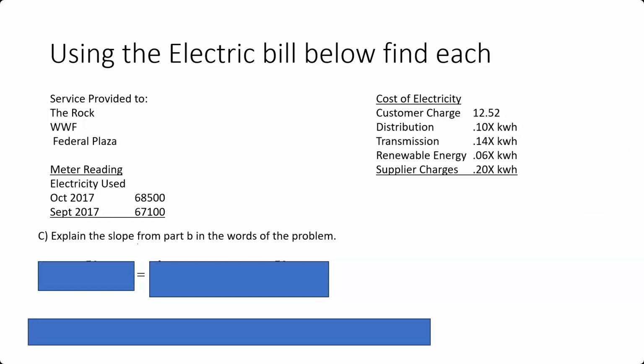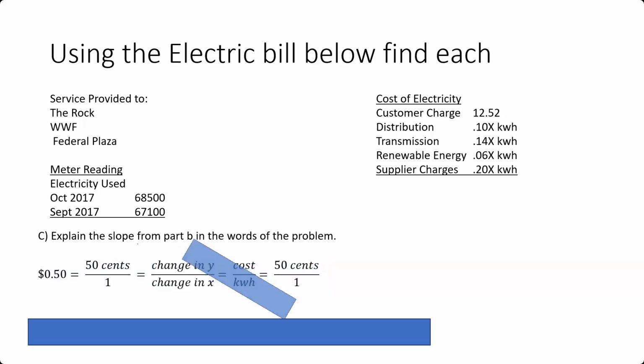Explain the slope from part b in the words of the problem. So the slope was the 0.5. That was in dollars. You could also write it as cents. So 1 is kilowatt hours, and this is our increase in money. So start with x. x was kilowatt hours. Each additional kilowatt hour, the cost goes up by 50 cents. Because it's your change in x and your change in y. x is kilowatt hours, y is cost.